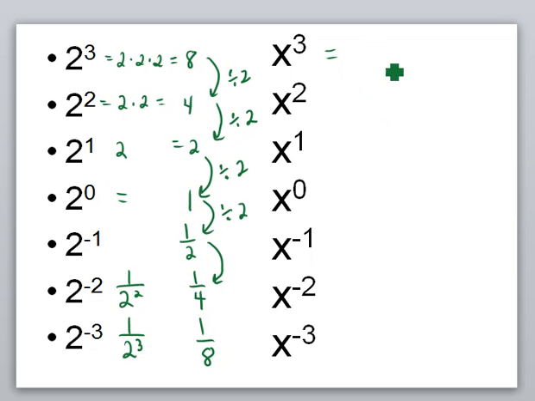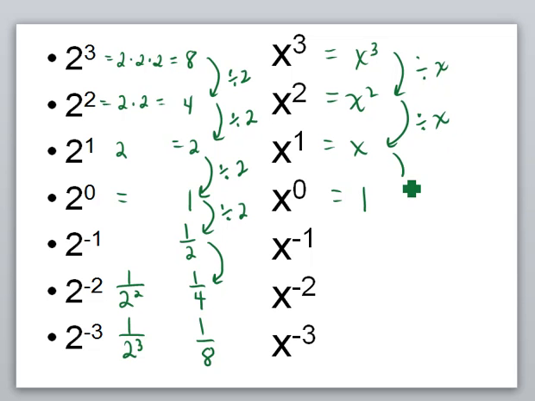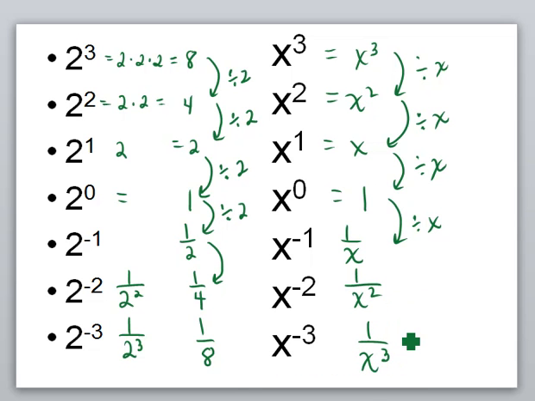So what is the pattern here? Well, this is just x cubed, x squared, x. We now know that this is equal to 1. Notice each of these are being divided by x, and then divided by x. x divided by x is 1. 1 divided by x is 1 over x. So then if we divide by x again, we get 1 over x squared, and then 1 over x cubed. So this is the reasoning behind negative exponents and 0 exponents.